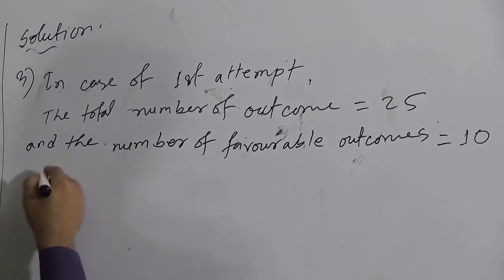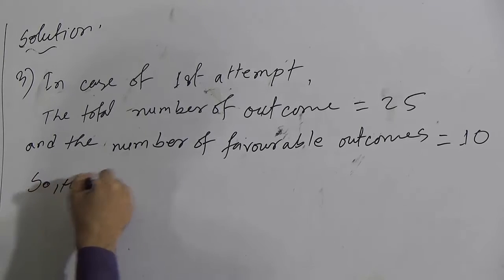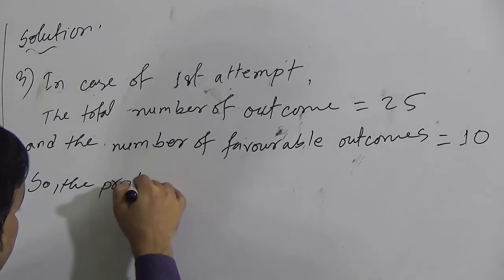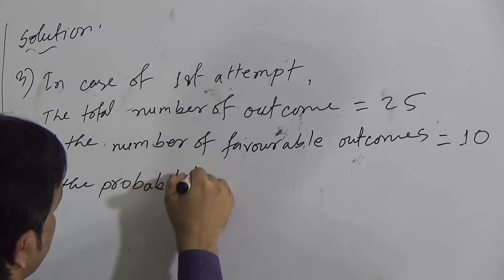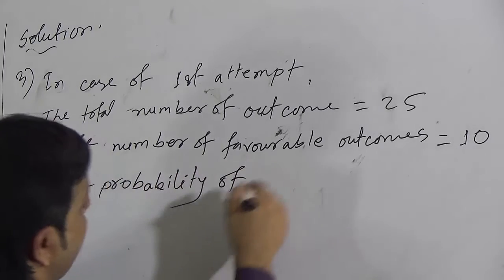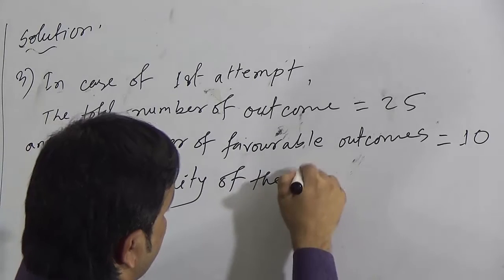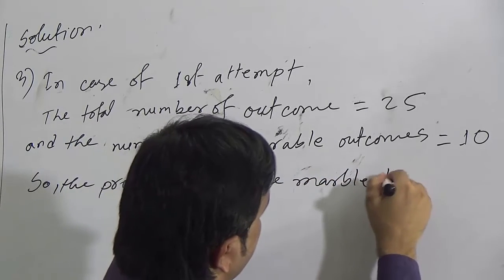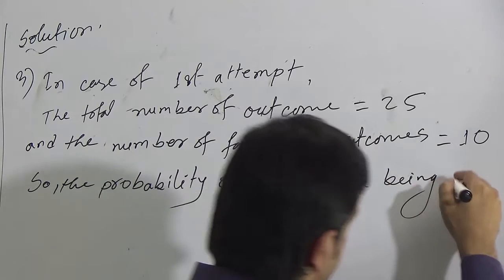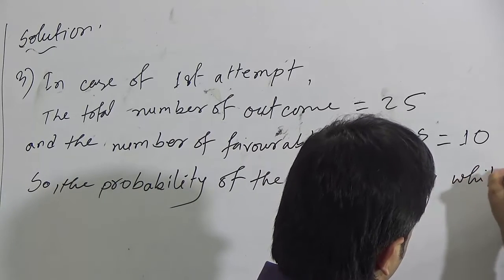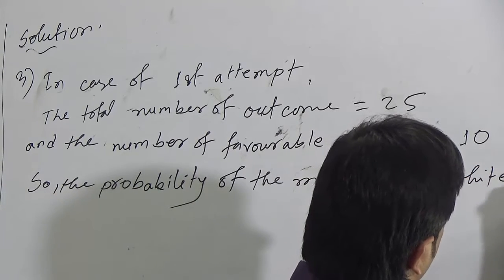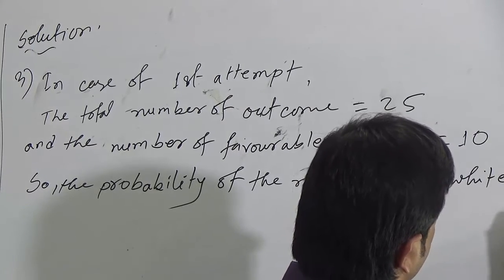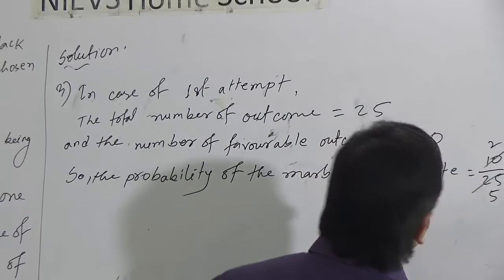So we can write here, the probability of the marble being white, that will be 10 on 25, that is equal to, we can cut here, this will be 2 and this will be 5, 2 by 5.